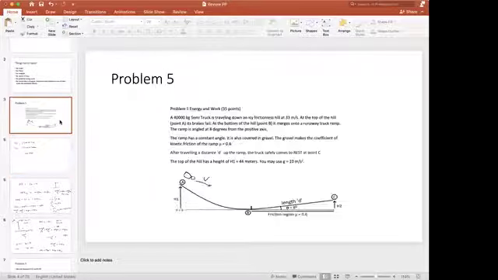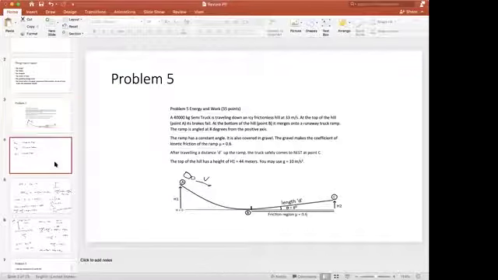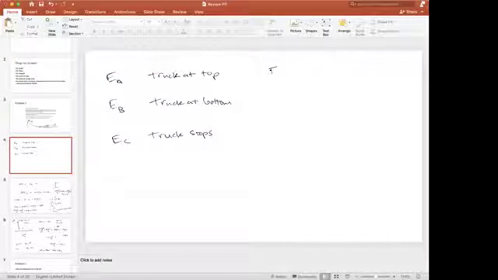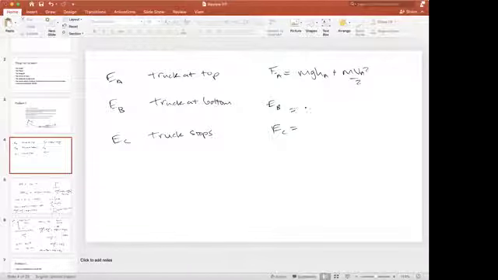But we know at the top, you don't even have to think. You can write EA is mgh_A plus m v_A squared over 2 plus, there's no spring in this problem, and there's nothing rotating, at least right now. So I'm going to leave it at that, and I just write that for everything. There's going to be a trick because of the friction that we have to do.